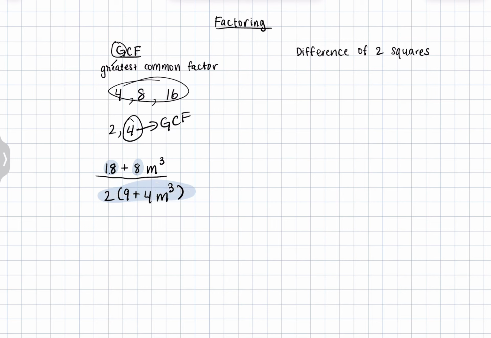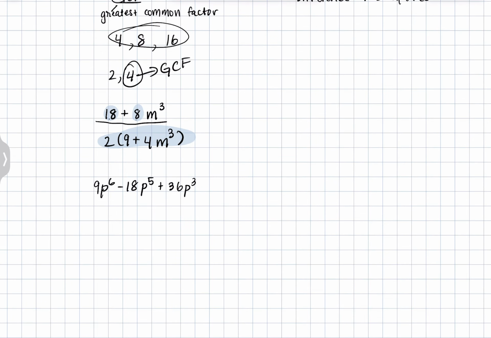So now let's say we have something like 9p to the 6th minus 18p to the 5th plus 36p cubed. What you're going to do is take your coefficients first. So 9, 18, 36. Our greatest common factor here is 9, because 9 divides evenly into all three of these numbers, and it's the greatest. So it's the GCF.